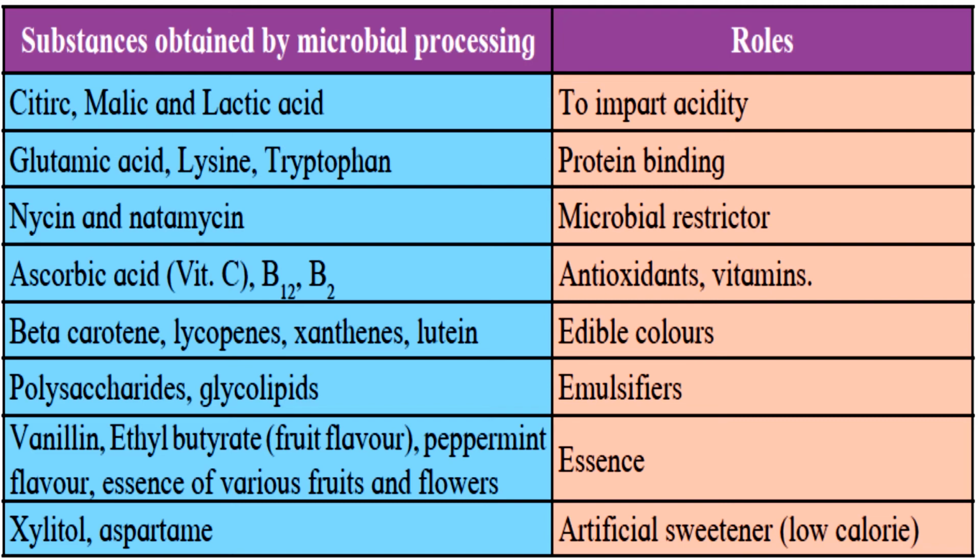Vanillin, ethyl butyrate, that is fruit flavor, peppermint flavor, essence of various fruits and flowers. The role is essence, meaning to give smell. Xylitol, aspartame, that is artificial sweeteners that you get. People say they put sugar-free in their tea, they put sugar-free to make sweets. Those are obtained from microbial processing, using xylitol and aspartame. Okay.